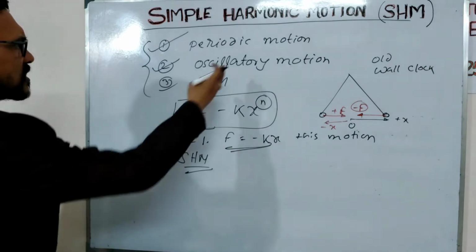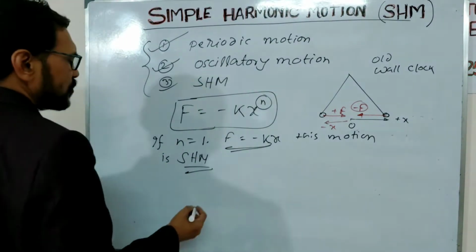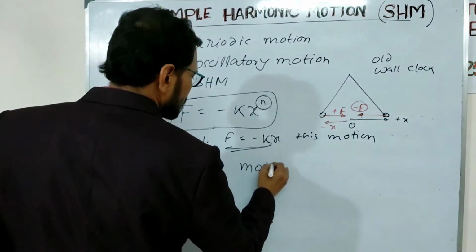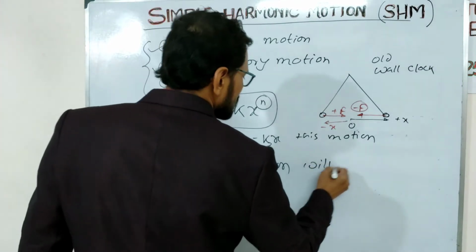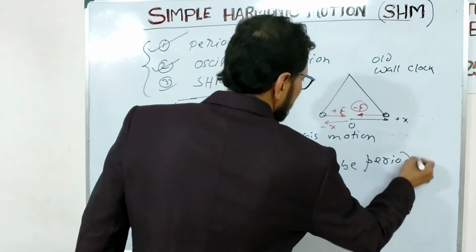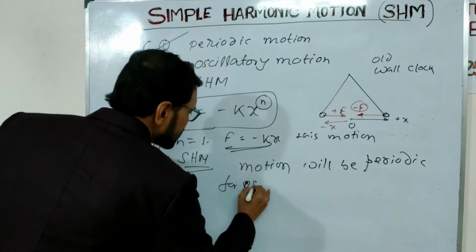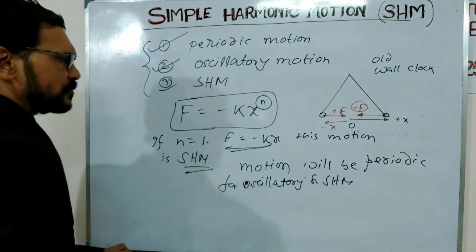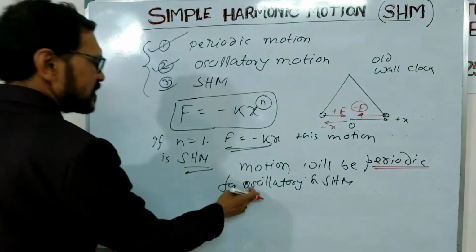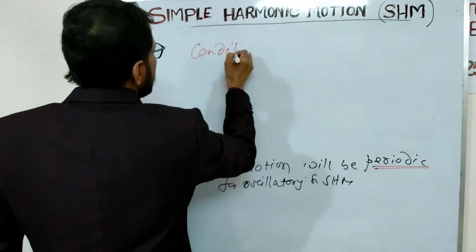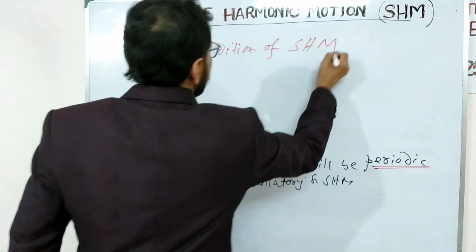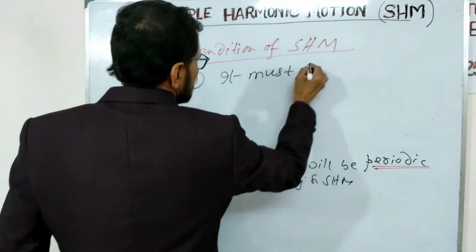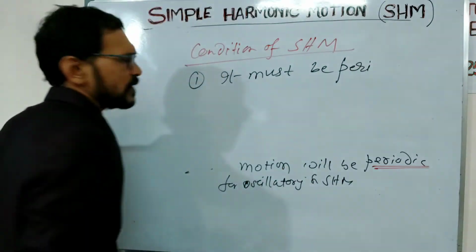For SHM and oscillatory motion, what is the common condition? The common condition is that the motion will be periodic. Periodic is the common property of all oscillatory motion and SHM. It must be periodic.